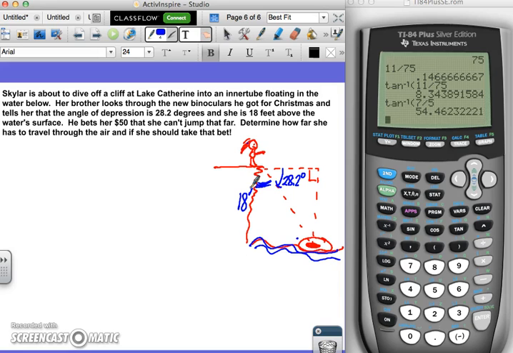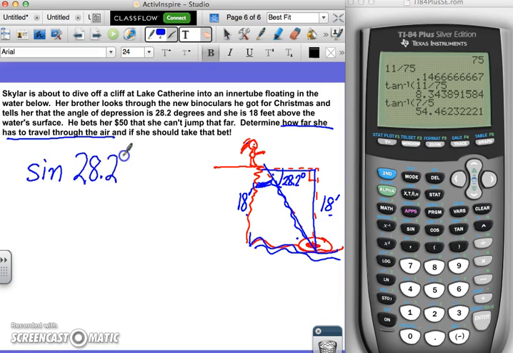Okay, let's look at our triangle. Here is our triangle right there. All I've got is this angle. I know over here is 18 feet. Well, if over here is 18 feet, then over here has to be 18 feet. Then what do they want to know? Determine how far she has to travel through the air. Well, that means she's traveling right through here. So from her angle, this is opposite. I want the hypotenuse. Opposite and hypotenuse sounds like sine to me. So sine of 28.2 degrees is equal to the opposite, which is 18 feet, over the hypotenuse, which is x.